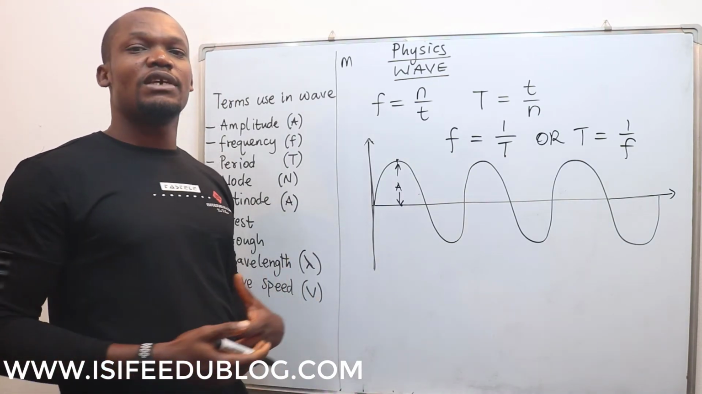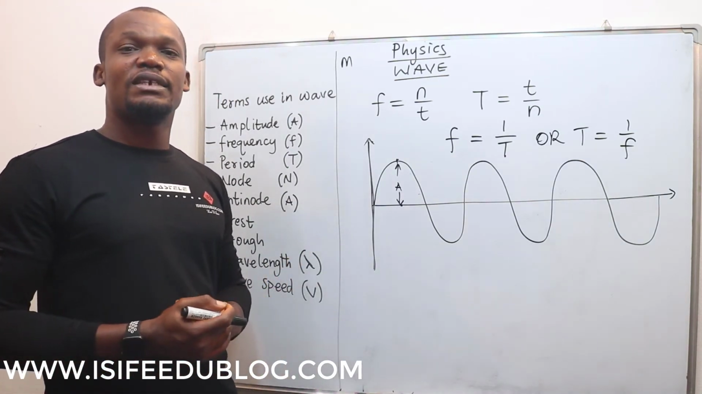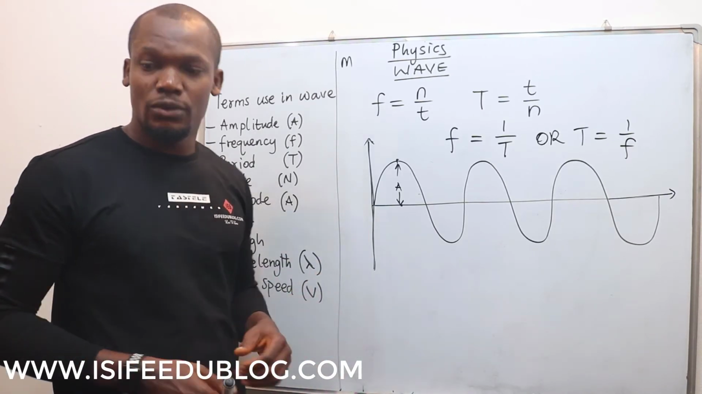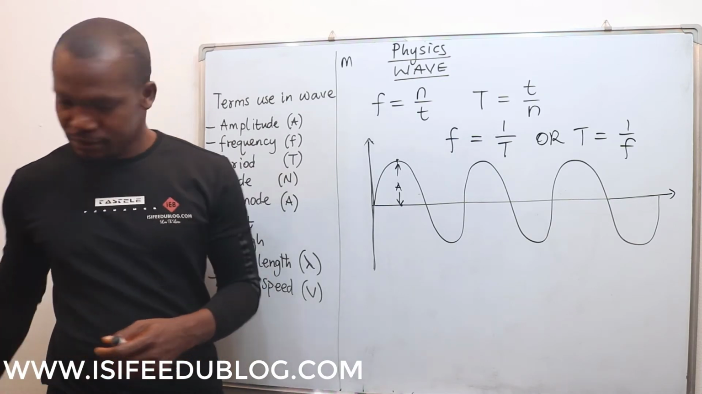So when frequency is given, we can simply divide 1 by the frequency to get period, and the same thing can be done with period to get frequency.